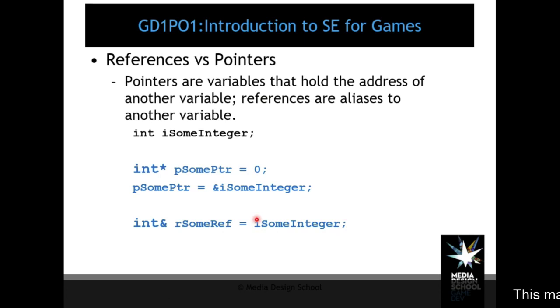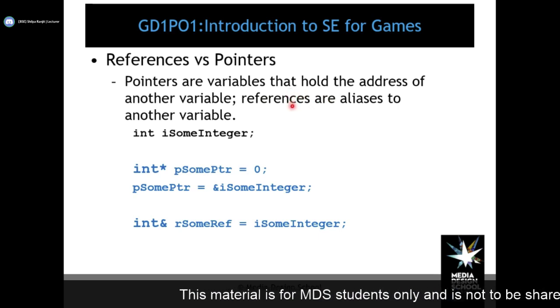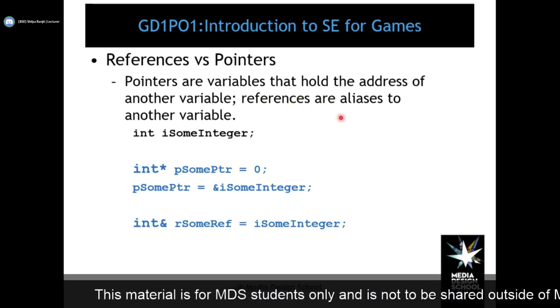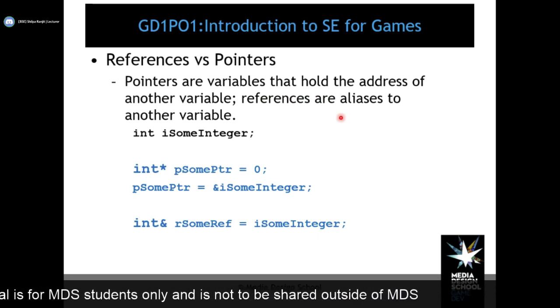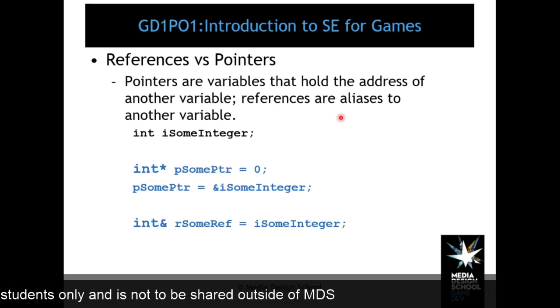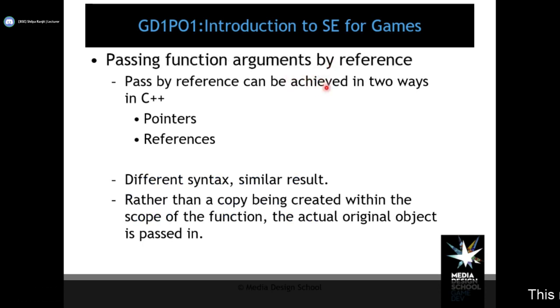All right. So basically pointers are variables that hold the address of another variable, whereas references are for the purpose of creating aliases to another variable. All right. So one of the main reasons we go for references is to pass arguments to a function.